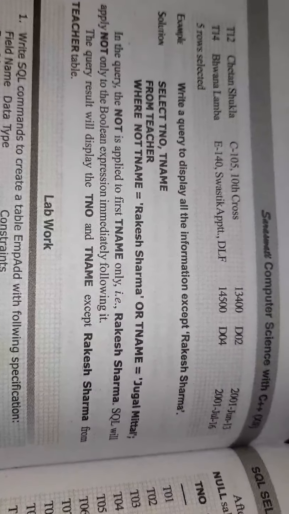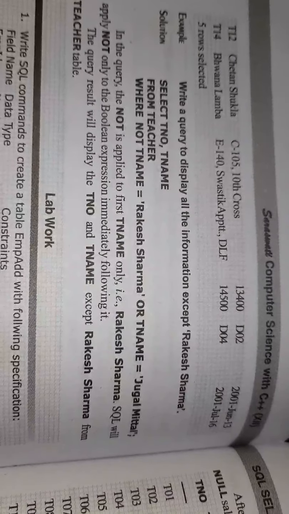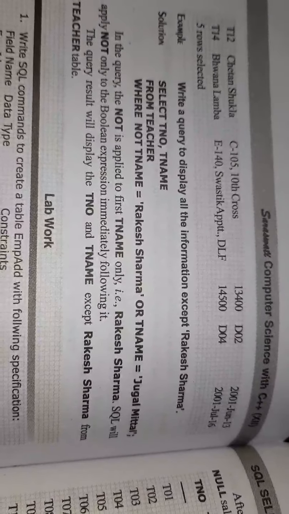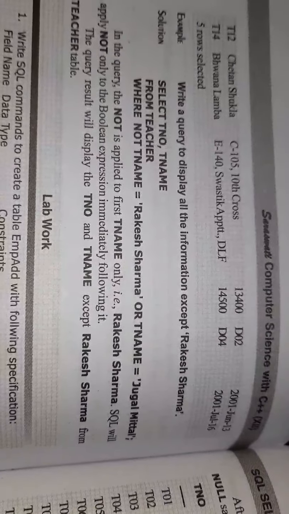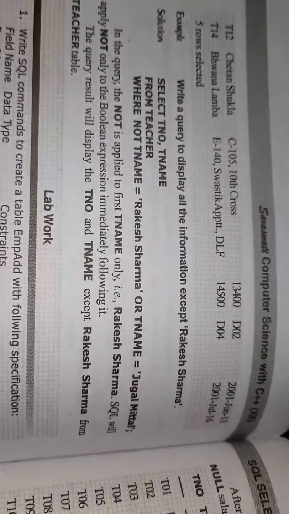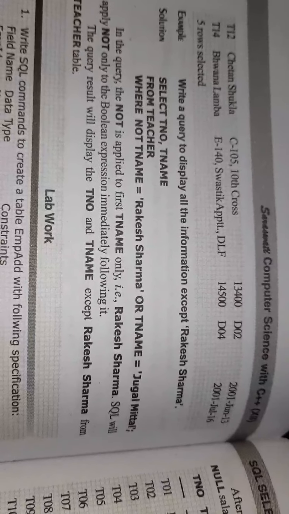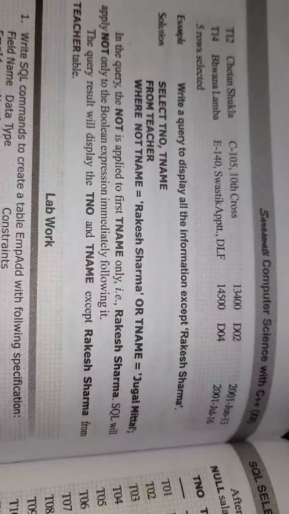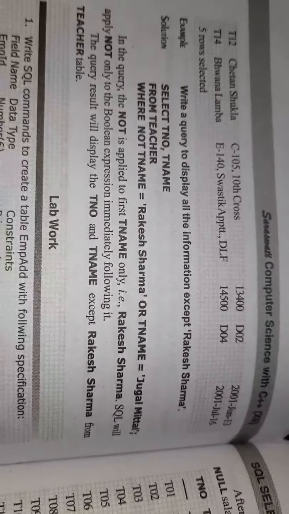So where not T name equals Rakesh Sharma or T name equals Jugal Mittal. Again, you'll observe that the parenthesis is not used. Here also you have to use the parenthesis, because the WHERE clause will evaluate on the two columns, that is T name Rakesh Sharma or T name Jugal Mittal.